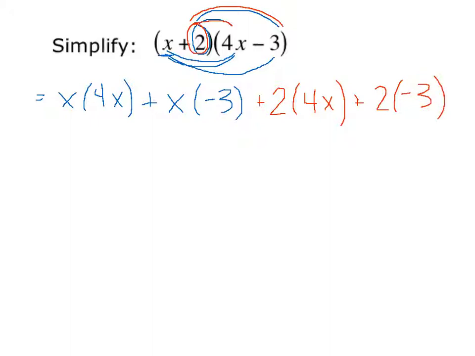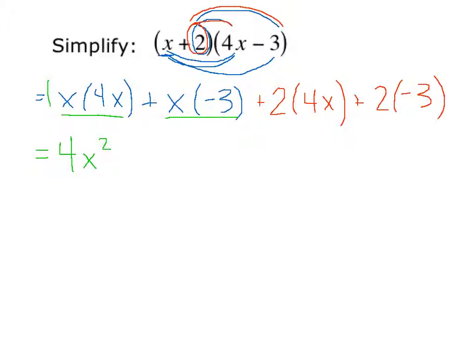Now we can go through each of these terms and multiply them out. So in this first term, we have x times a 4x. So remember there's a 1 for a coefficient on this x, so we multiply the coefficients together. 1 times 4 gives us 4. And an x to the first times an x to the first, we can keep the like base and add the exponents to get x squared.